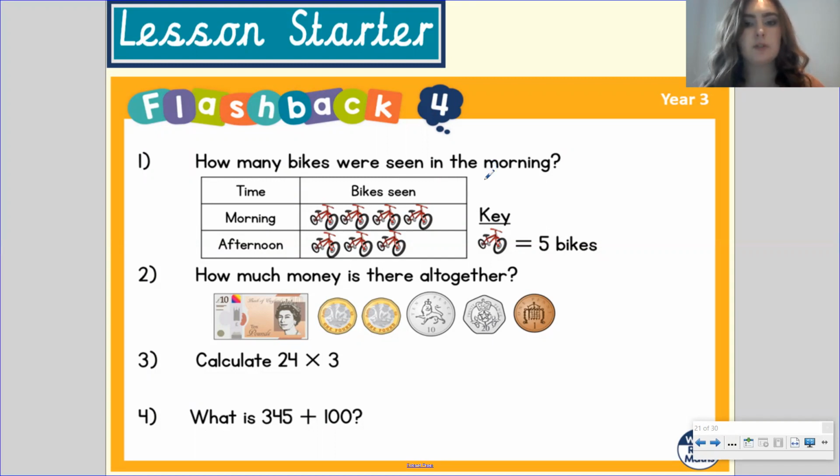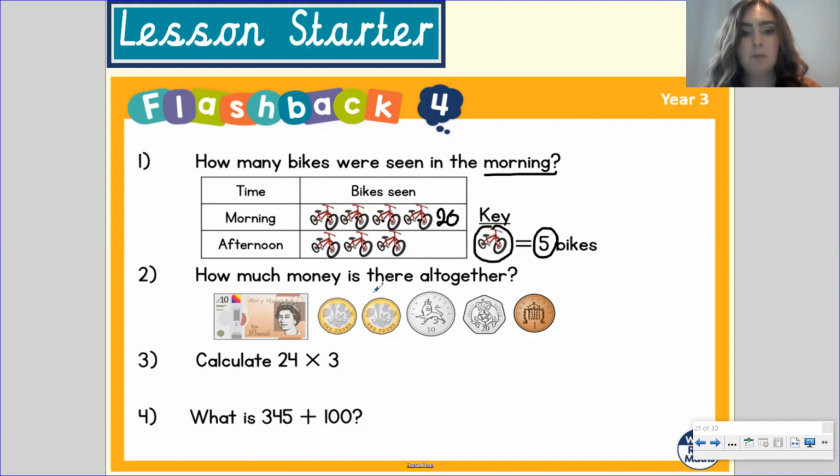Okay, let's have a look at question number 1. So question number 1 says, how many bikes were seen in the morning? That's important because it means we are only caring about the morning. Now here is a table. We've got time, morning, afternoon, bike seen. And then at the side, we've got a key. And the key shows us that for every 1 bike you see, it's worth 5 bikes. Now, because we only care about the morning, we're just going to be looking at this row here. So you've got 1, 2, 3, 4 bikes. Every bike is worth 5, which means you've got 5, 10, 15, 20. So they saw 20 bikes in the morning.